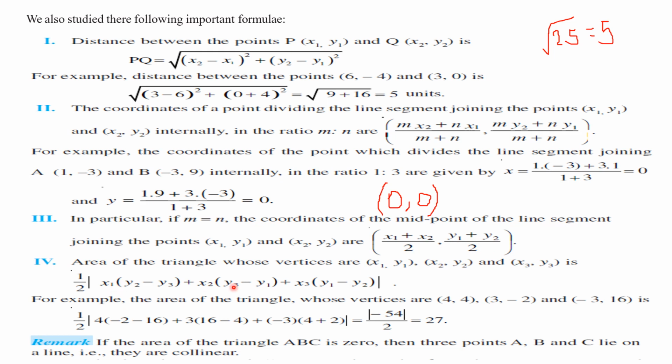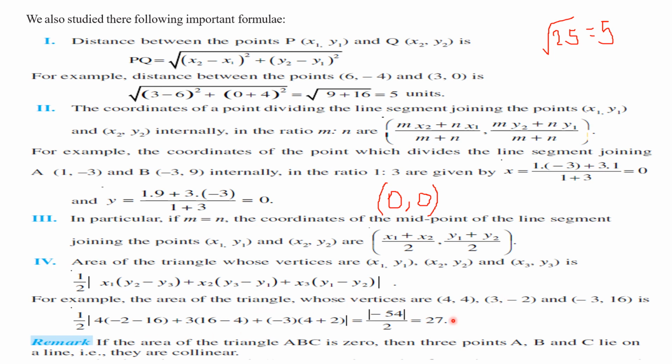Similarly, the area of a triangle whose vertices are (x1, y1), (x2, y2) and (x3, y3) is 1 by 2 modulus of x1 into (y2 minus y3) plus x2 into (y3 minus y1) plus x3 into (y1 minus y2). Okay, my children, this is the formula to find the area of a triangle whose vertices are (x1, y1), (x2, y2) and (x3, y3). So to use this formula, let us take an example.